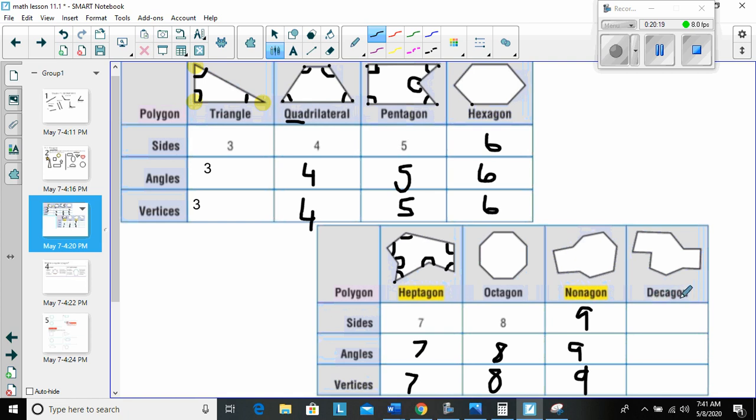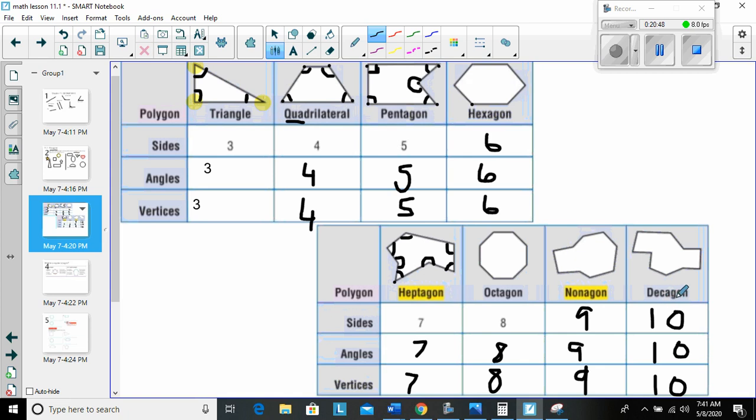And then this one right here, this guy is a decagon. Okay, decagon. Decagons are polygons with, let's count them, starting here. This is 1, 2, 3, 4, 5, 6, 7, 8, 9, 10. Decagons have 10 sides. All right, and since they have 10 sides, they're going to meet at 10 angles, and those 10 angles are going to make 10 vertices.